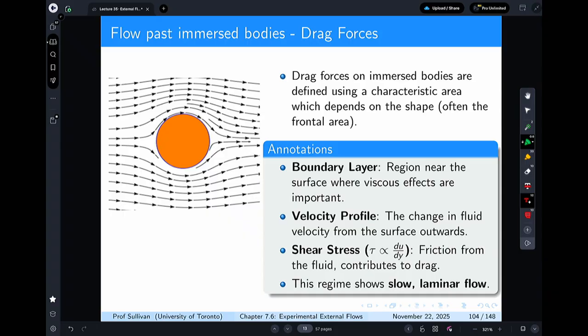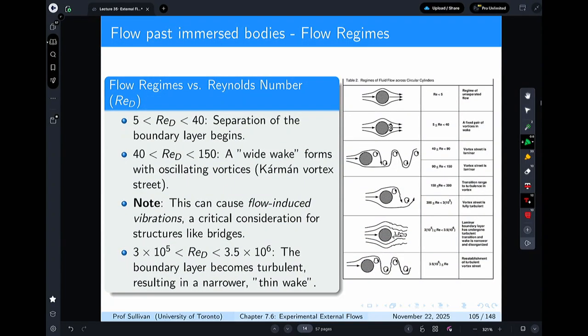There's region, okay, boundary layer, velocity profile, shear stress. All of that, in this particular case, shows a slow laminar flow. And the reason I know that is because there's no separation off of that sphere. The flow goes all the way nicely around and goes on the other side. And in these cases here, I know that that's roughly below Reynolds number of 10. And I know that because there's a lot of tabulation of data. So it's actually Reynolds number of 5.